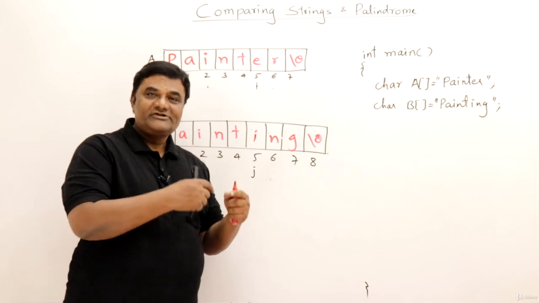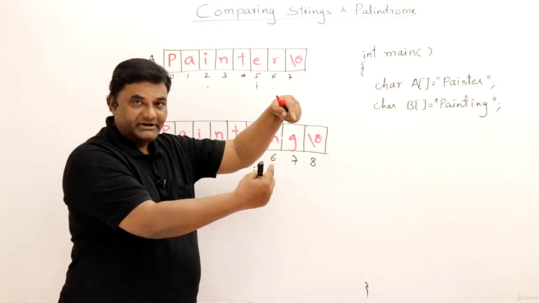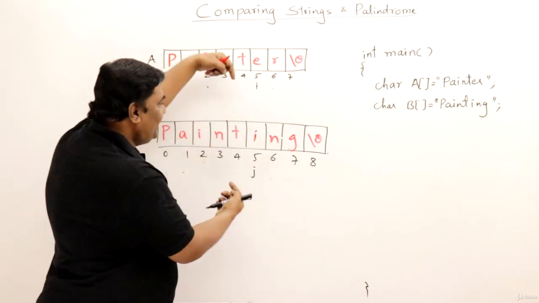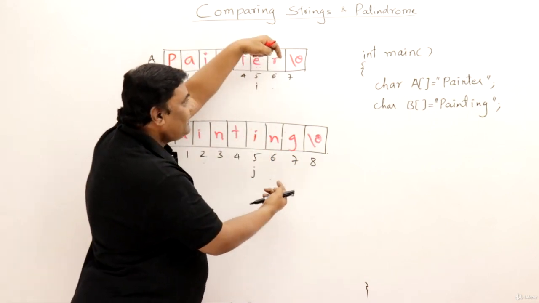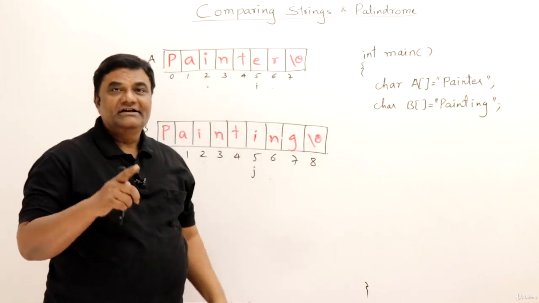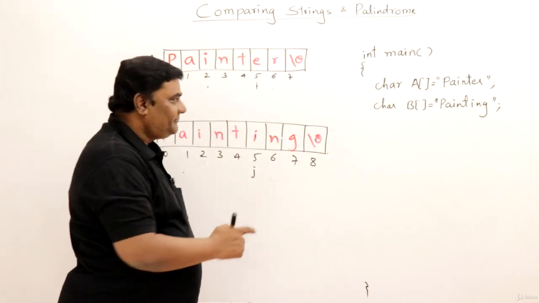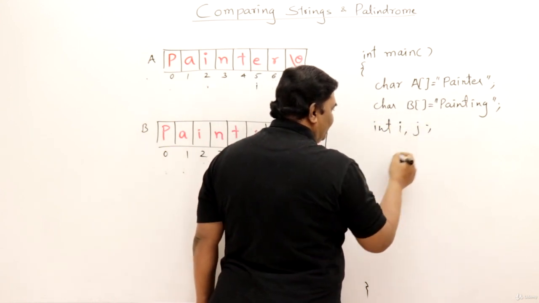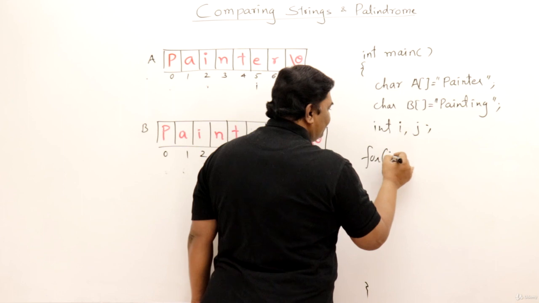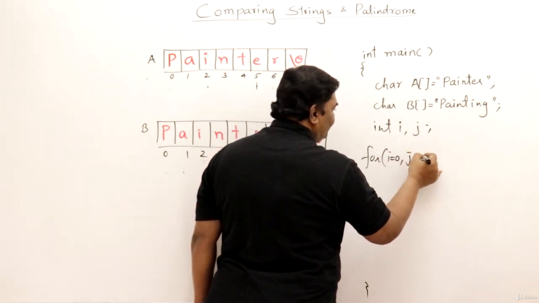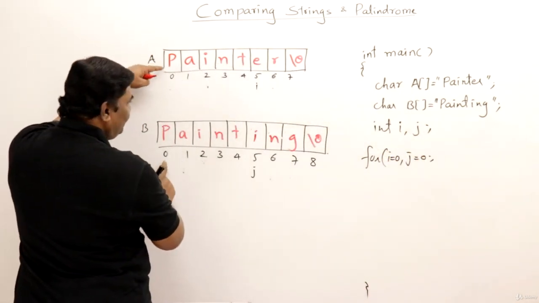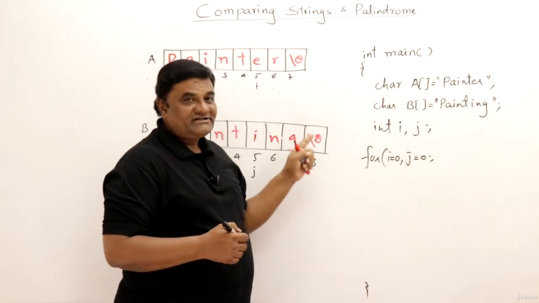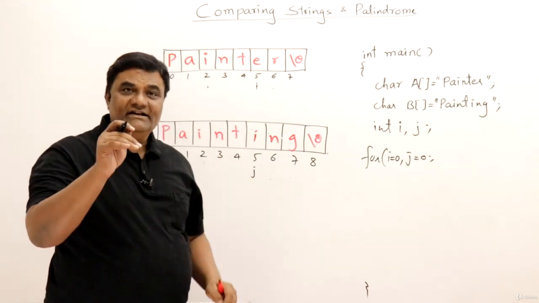That's all. So the procedure will go on comparing the alphabets one by one, and when it stops, there are two situations. If a mismatch is found, it will stop, or if any one of the strings is ending, it will stop. So the procedure is very simple. I will quickly write down the procedure here. I need I as well as J. Then using a for loop, I can start I from 0 and J also from 0 because both we are starting from here. And how long should I continue? Unless any one of the strings is ending. If any one of the strings ends, I should stop.